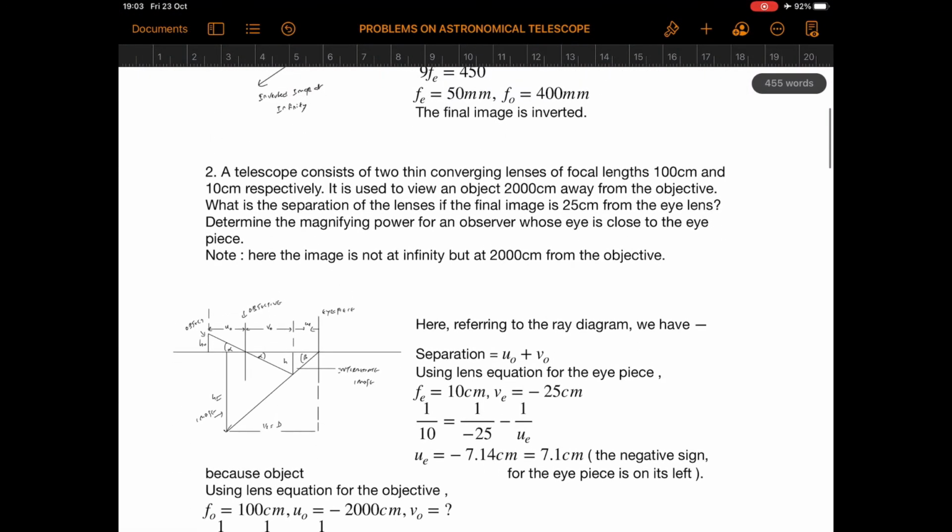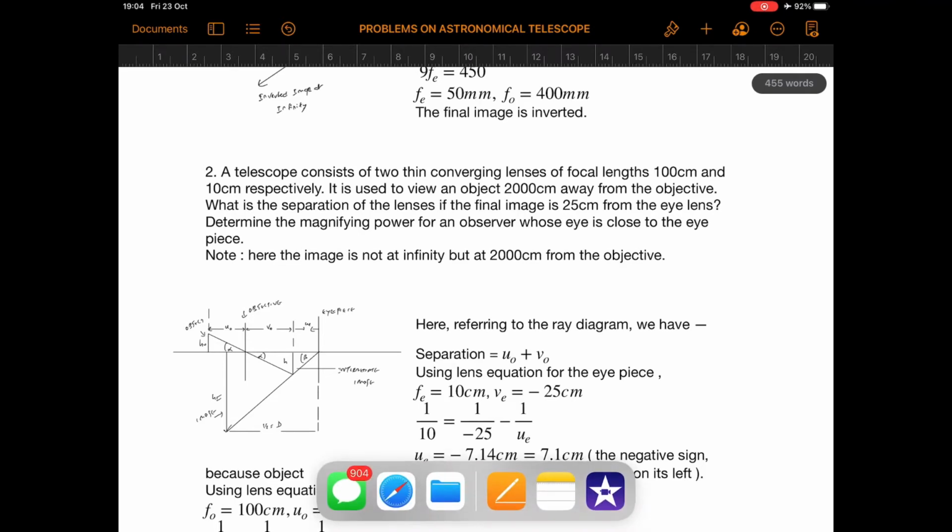Slightly different question. A telescope consists of two thin converging lenses of focal length 100 centimeters and 10 centimeters respectively. It is used to view an object 2000 centimeters away from the objective. What is the separation of the lenses if the final image is 25 centimeters from the eye lens? Determine the magnifying power for an observer whose eye is close to the eyepiece. So here the focal length of the objective is 100, of the eyepiece is 10, the object is 2000 centimeters away, and the final image is at 25 centimeters.